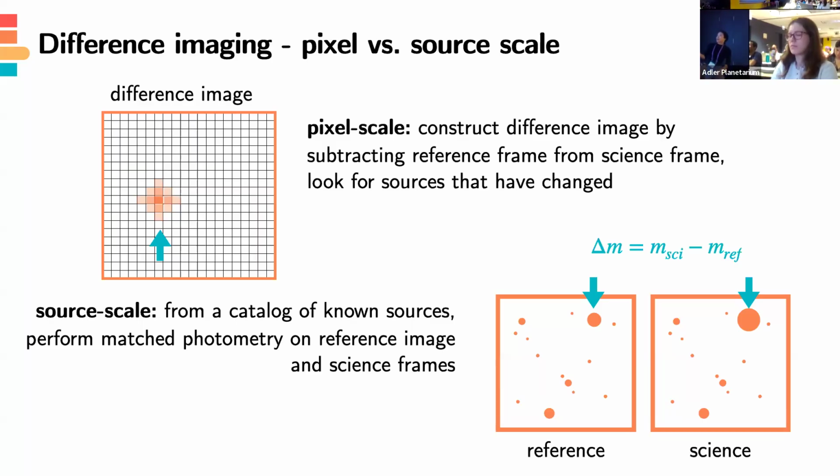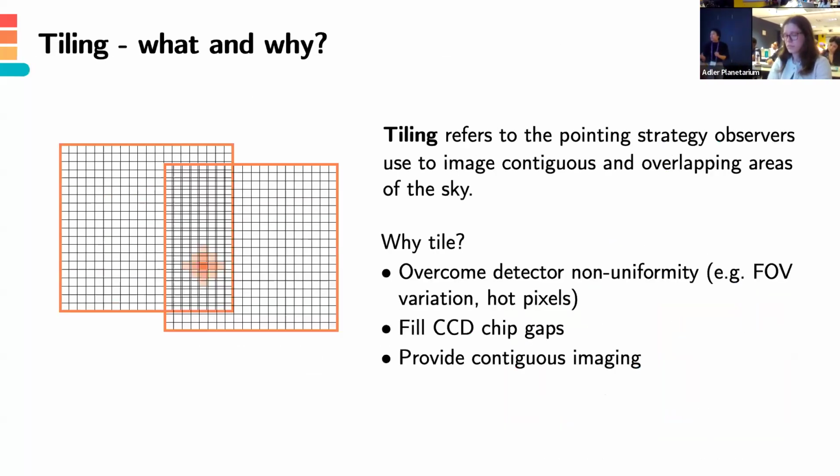So there's different ways to do difference imaging, but they all have the same underlying principle, which is you want to account for the changes in your observation to calculate quantitatively what the difference is between your reference and your science frames. So now I'm going to talk a little bit about tiling and survey strategy at the very end.